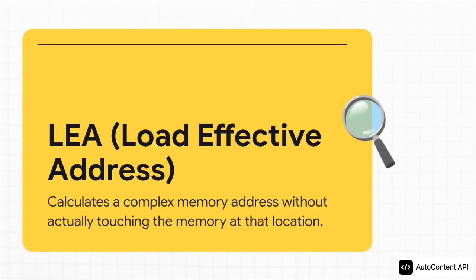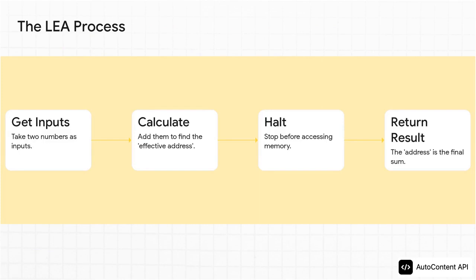Now, its official day job is to figure out where something is in the computer's memory. It's built to do these slightly complex calculations like, okay, start at this location, then move forward by this other amount. Okay, think of it like this. You ask your GPS app for the route from your house to the store. It does all the math to figure out the final destination's address.